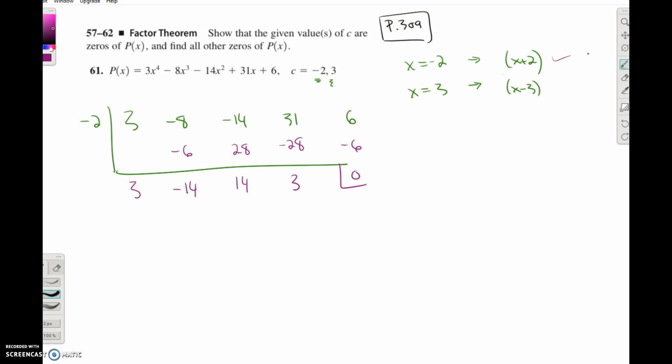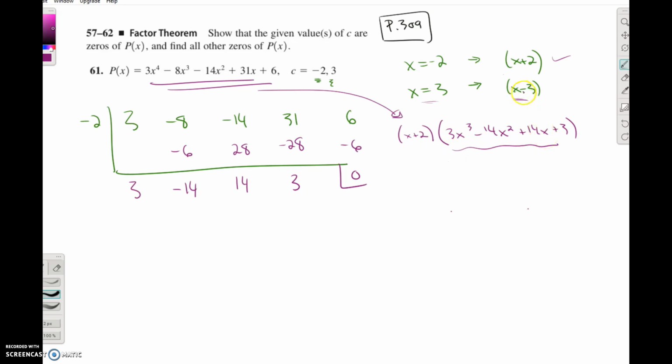Alright, so now I have it down to, if I write it in terms of the division algorithm, x plus 2 times 3x to the third minus 14x squared plus 14x plus 3. So I have this polynomial factored to that. Now let's take out the x minus 3. But don't take it out of the original. I've got it broken down to this. So let's just take that x minus 3 out of that. Basically, let's just continue factoring further.